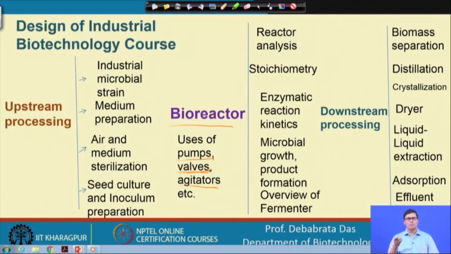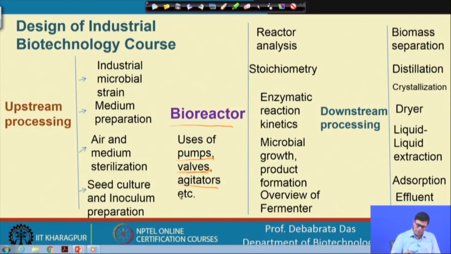We have a gate valve, we have a globe valve, we have an inline valve. But in the fermentation industry, for sampling, we mostly use the ball valve, because we can open it instantaneously, we can close it instantaneously, so that we can draw the sample.